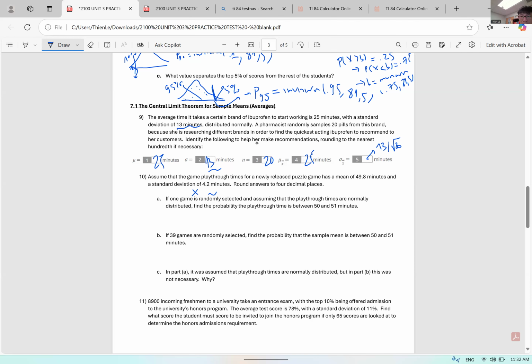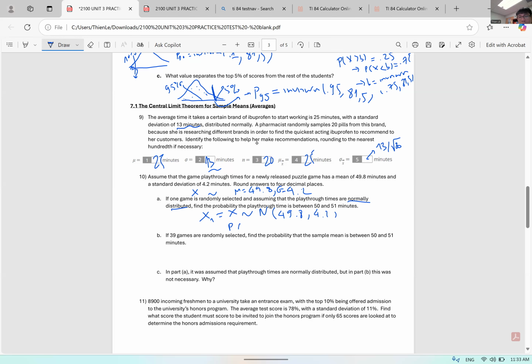So it has a mean mu equal to 49.8 and a standard deviation of 4.2. If one game is randomly selected, they assume normality here because it's only one game. So basically it's just the original X for one game, X1, which equals X and follows a normal distribution with mean 49.8 and standard deviation 4.2.